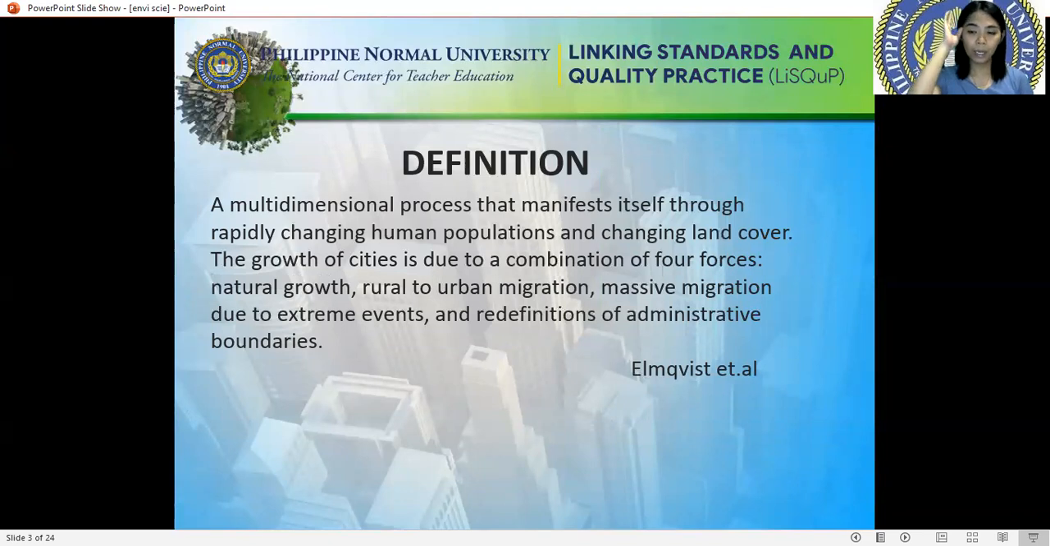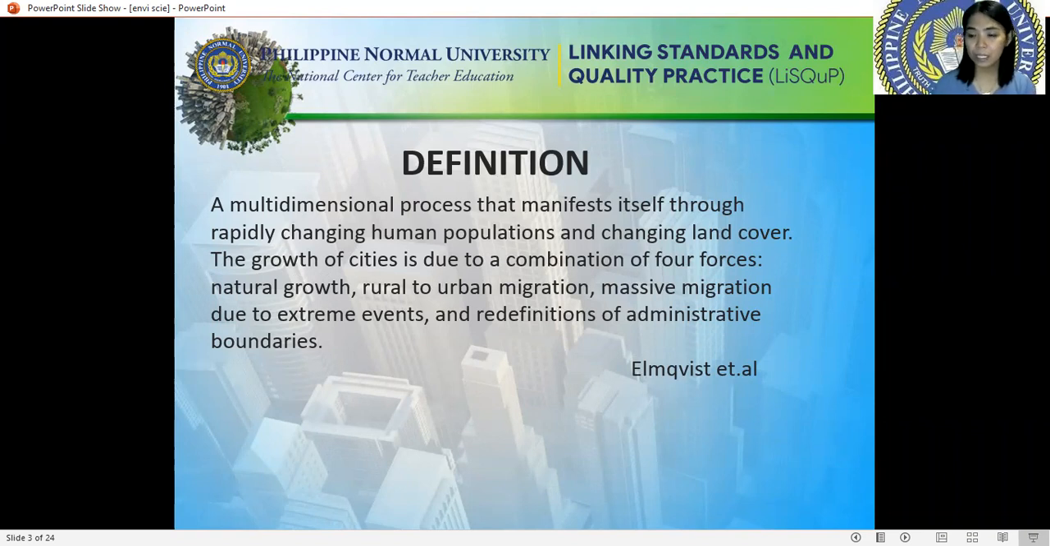And another working definition of urbanization is the definition of Enquist and his group. This is taken from their book, Urbanization and Biodiversity. They define urbanization as a multidimensional process that manifests itself through rapidly changing human population and changing land cover. According to them, there are four forces that create growth in urbanization.